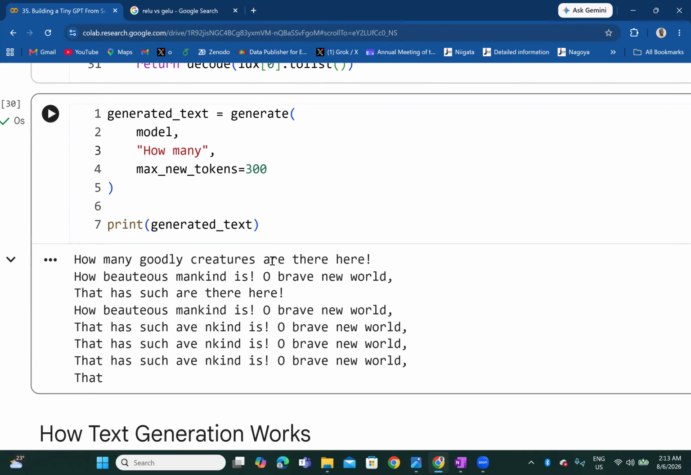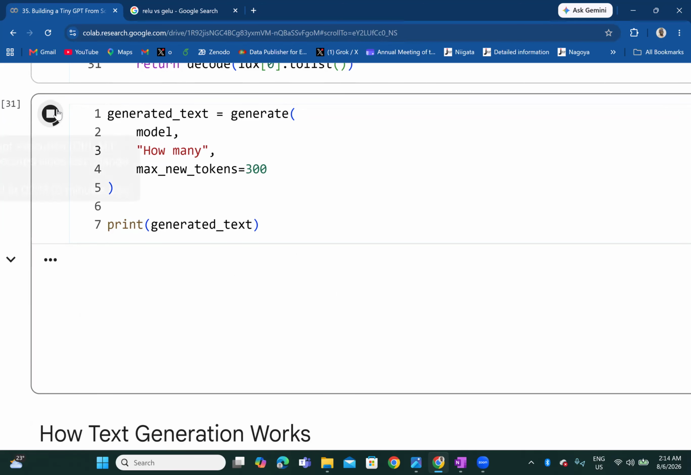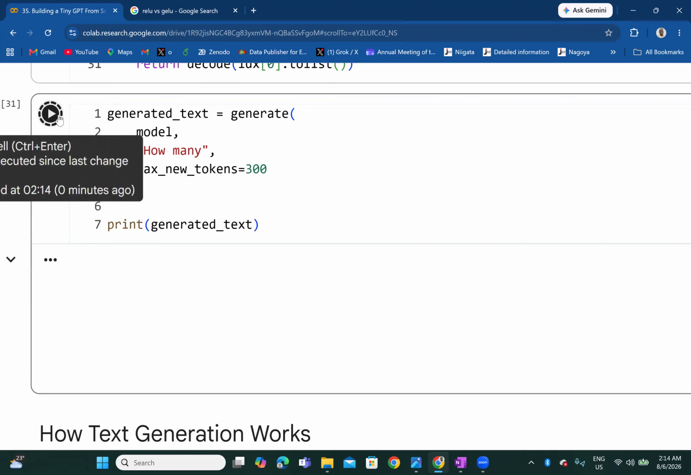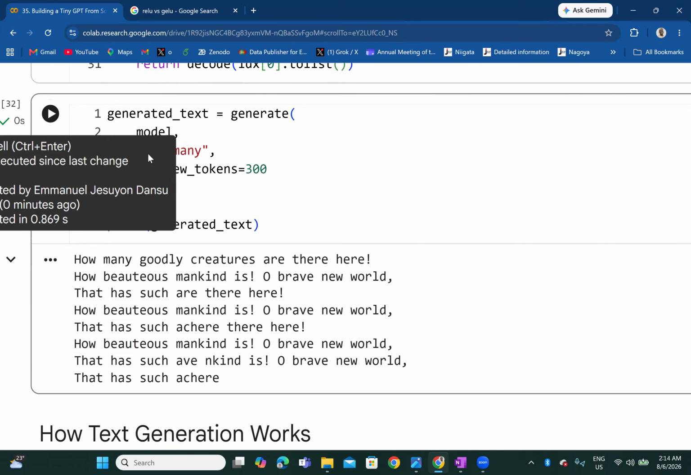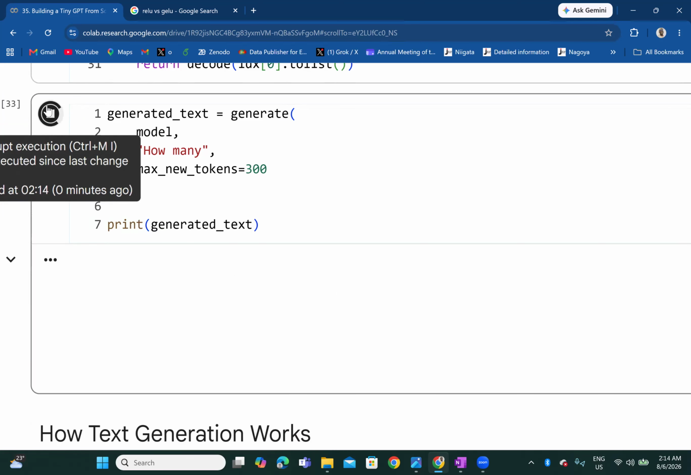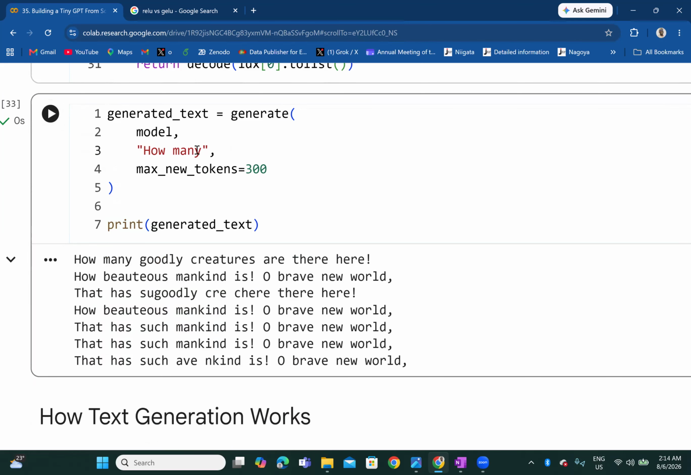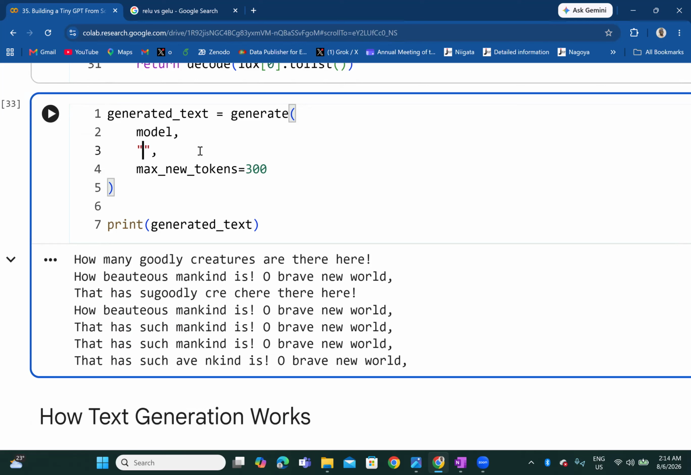So how many goodly exactly? You can see this one is now looking more like some of the things we saw there. How many goodly creatures are there here? How beauteous mankind is, oh brave new world that has such people in it. Something like this. The reason why you get different results each time you prompt ChatGPT is because of the probability that is going on in the background. So imagine, let me start with mankind.